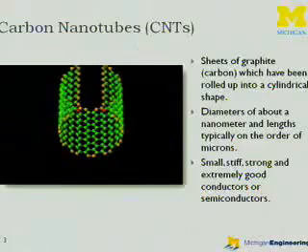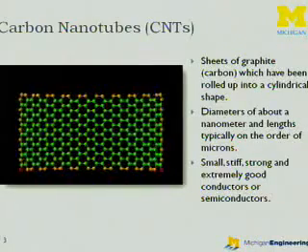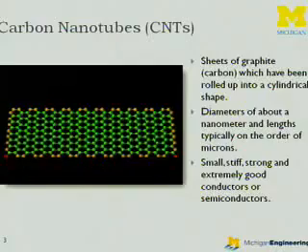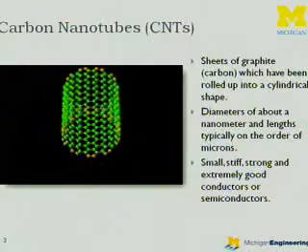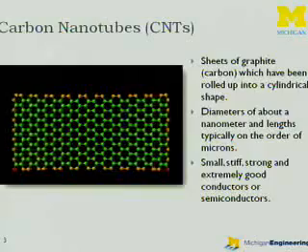So what is a carbon nanotube? A carbon nanotube is actually a sheet of graphite, which we commonly call carbon, that has been rolled up into a cylindrical shape. It has a typical length of about a few microns and a diameter of about a nanometer. What makes it really special is that it's small, stiff, and displays really good electrical properties. It's an extremely good conductor or semiconductor.